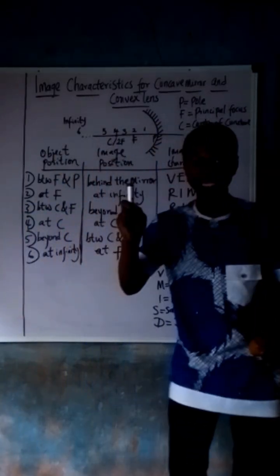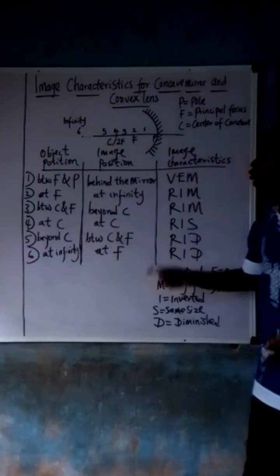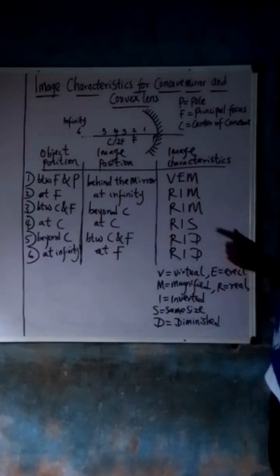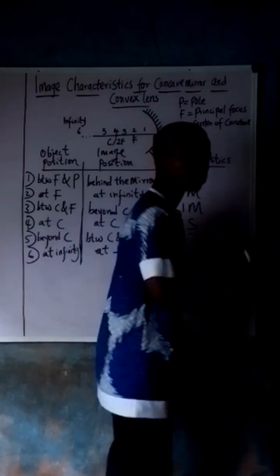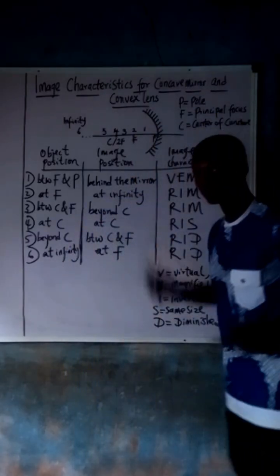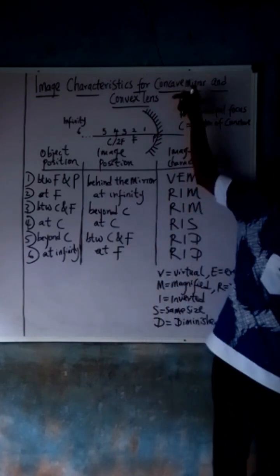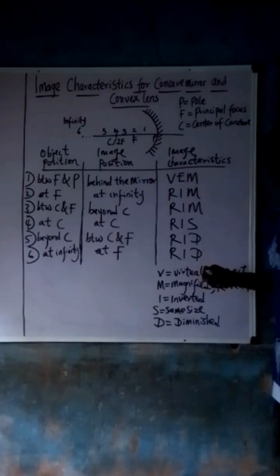So what do you observe? Go through all this. As the object was kind of running away from the mirror, the image was running towards the mirror. So the farther the object was from the concave mirror or the convex lens, the closer the image was to the concave mirror or the convex lens, and the smaller the magnification becomes.